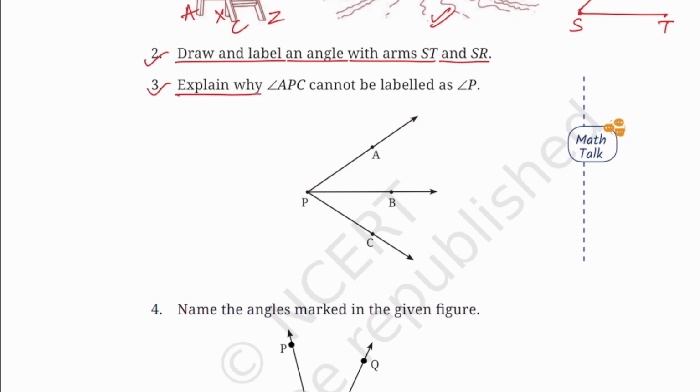3. Explain why angle APC cannot be labeled as angle P. If you observe this picture carefully, you can see this angle, and the bigger one, that is this one. If I name these angles, then the angles will become angle APB, angle BPC and angle APC.